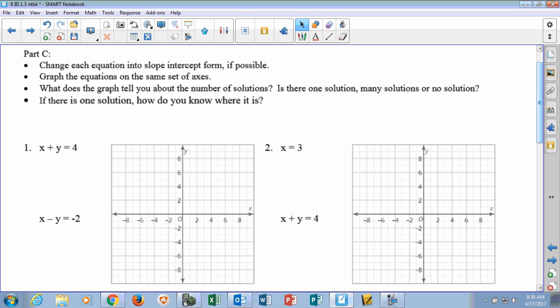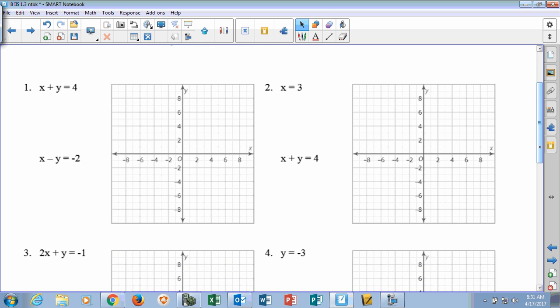Now, if there's one solution, that means it intersects at one point. If there's many solutions, remember way back we had a scenario where it was the same line. Remember we got the same line because they basically were right on top of each other, so they shared infinite, right? If they have no solutions, that means the lines don't touch. All right, and if we do have one solution, do we know where it is? So here's what we're going to do. We're going to do number one together here.